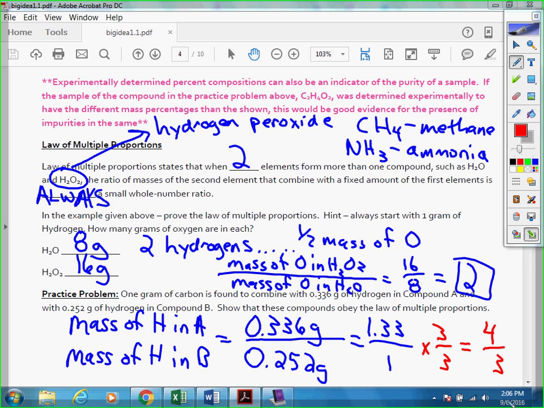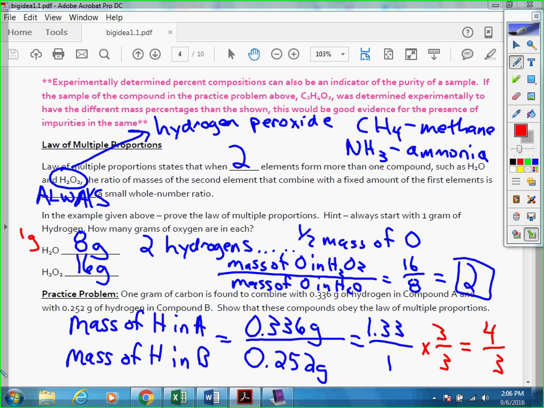Yes? I'm sorry, can we go over how we get the mass of oxygen in the H2O and the H2O2? Okay, so on this one, you're assuming that if there's 1 gram, above example, always start with 1 gram of hydrogen. So I have 1 gram of it. Now, where did I put the ratios, the percentages? On the 2 pages back, I think.